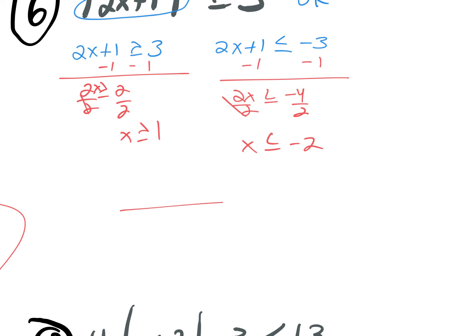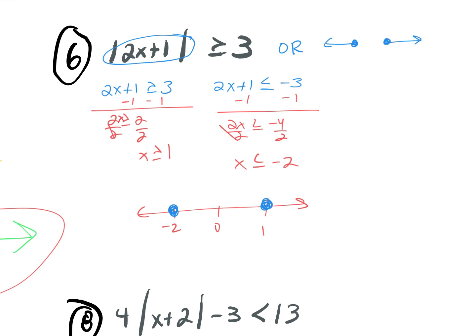So if I'm going to graph my answer, I have a negative 2, I have a 0, and I have 1. What kind of dots do I have at negative 2 and positive 1? Close. Good. And according to my original assessment, which way should I color? Outside.